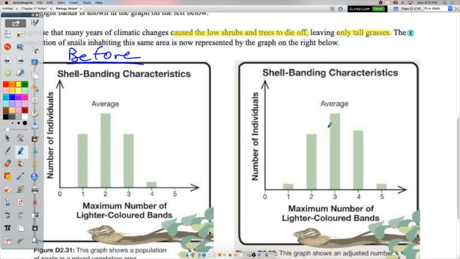There are 3. 3 is now the most common number of light bands on a shell. And 4, which used to have barely any, has a whole bunch now. It's actually the second most popular. And some snails even have 5 light bands on their shells. So we've seen a shift with respect to this trait. The most common version of that trait now is to have 3 white bands because of a change in environment.